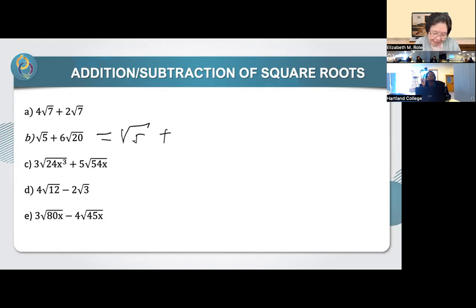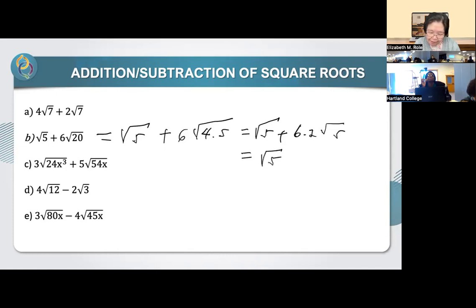This is the same plus 6 times the square root of 4 times 5. So it will now be the square root of 5 plus, but the square root of 4 is 2. So that's 6 times 2, the square root of 5. So you get the square root of 5 plus 12 square root of 5. Of course, you know that when you just have the square root of 5, the number associated with it is a 1. So 12 plus 1 is 13. So you'll now have 13 the square root of 5. Great.